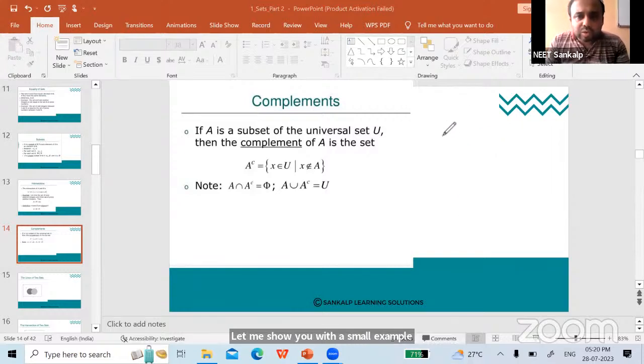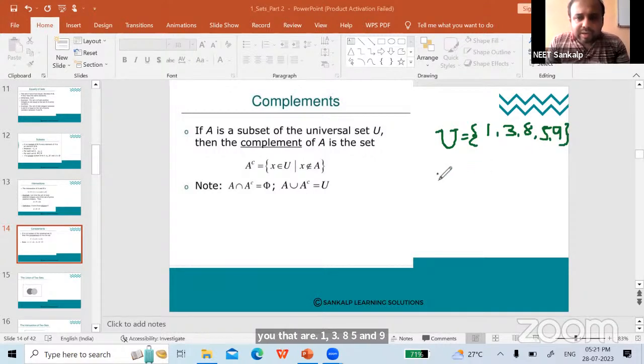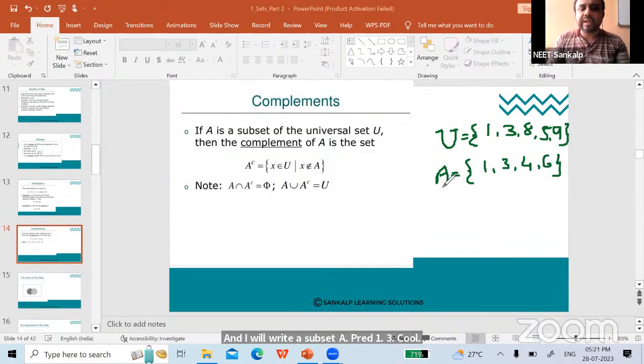Okay, so here the universal set I will represent with U, that is 1, 3, 8, 5 and 9, and I will write a subset A where 1, 3, 4, 6, these are the set A. So what does A complement mean?